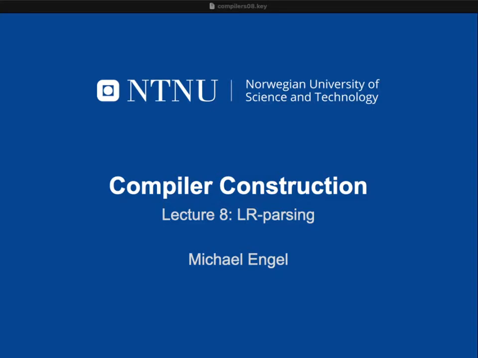And in the previous lecture we looked at the basics of bottom-up parsing, and we've seen a number of problems showing up with this. So today we are going to take a closer look at a refined version of bottom-up parsing, so-called LR parsing, which tries to get away from some of the problems we've seen before.